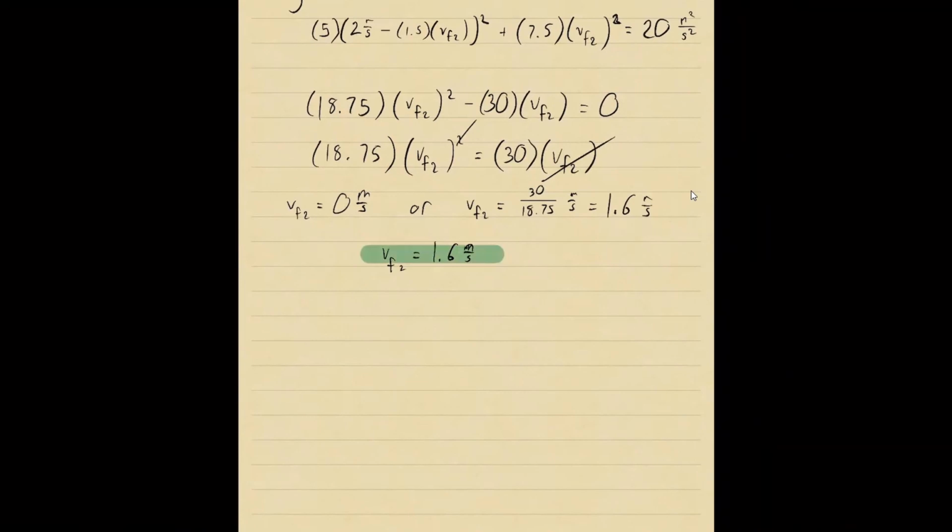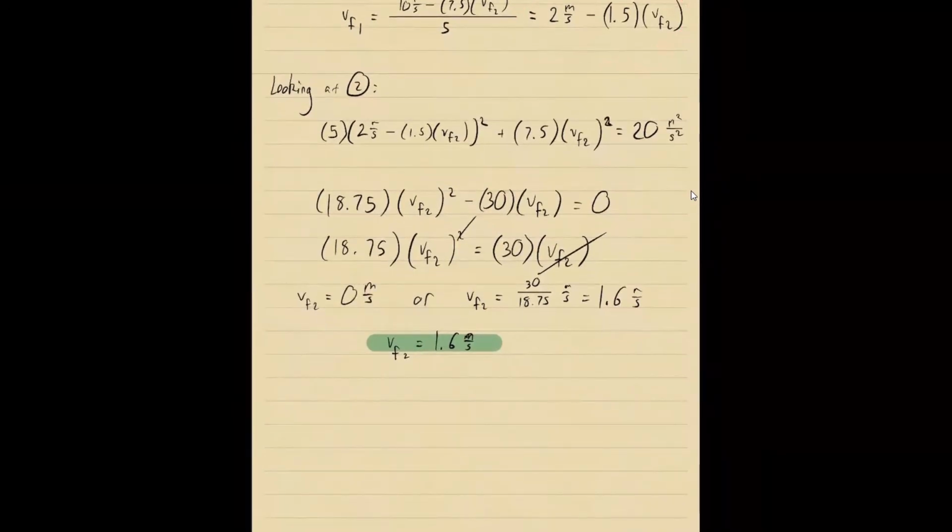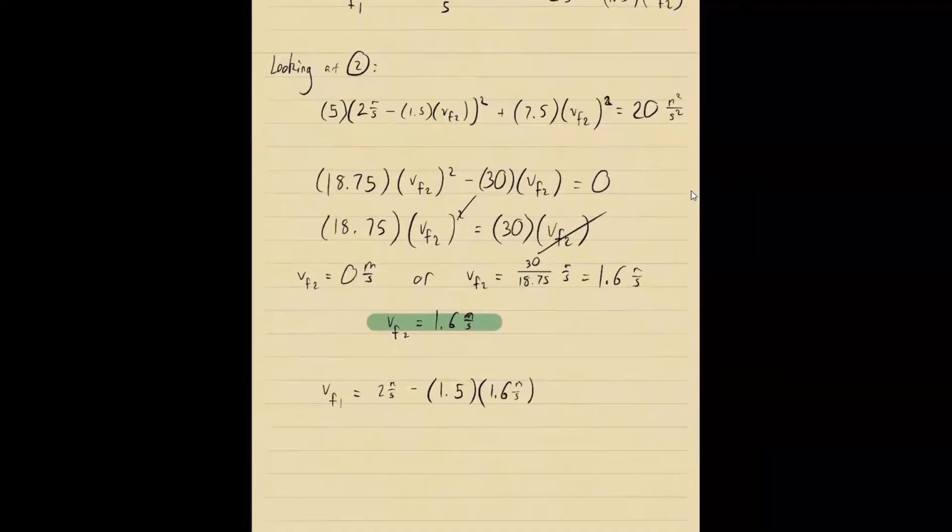That's one of them. And now that we know what the final velocity of our second ball is, we can plug that in to here to find the final velocity for our first ball. So the final velocity for our first ball is equal to 2 meters per second minus 1.5 times the final velocity of the second ball, which is just 1.6 meters per second. And when we do this, we get a final velocity for the first ball of minus 0.4 meters per second.